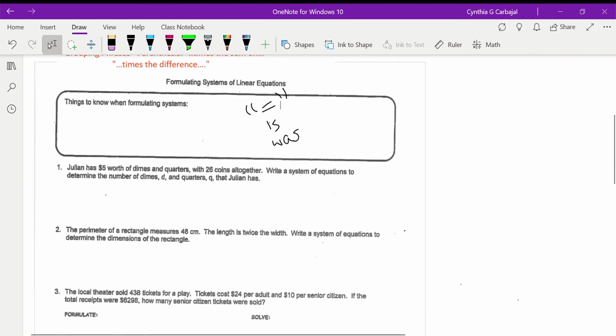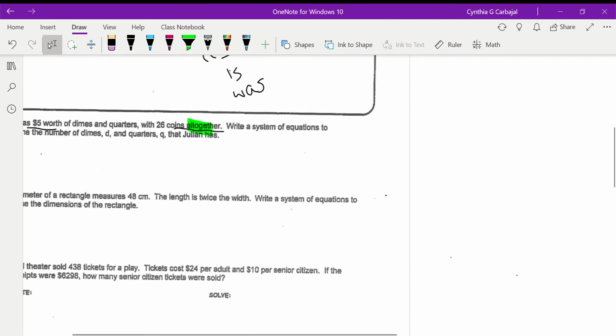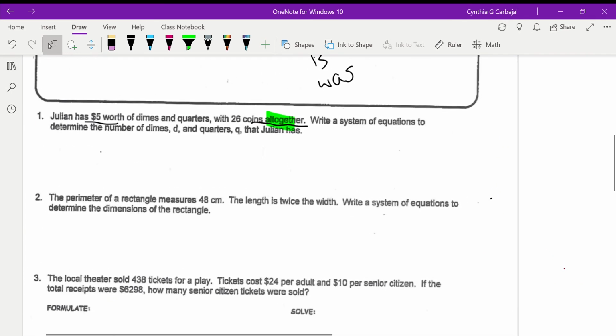So let's do some examples. Number one, it says Julian has $5 worth of dimes and quarters with 26 coins all together. Write a system of equations to determine the number of dimes D and quarters Q that Julian has. Okay, so what I don't like is that for this first one, they don't give us any keywords for this part. But here, there's a keyword where it says all together. Now, all together is actually another way to say a total of 26 coins.